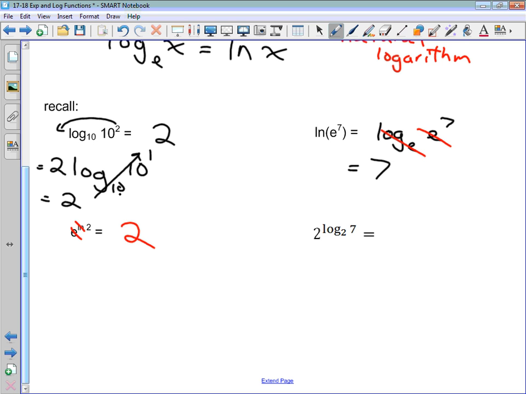So keeping that in mind, if I've got 2 to the exponent log to the base 2 of 7, how can I think about this? Avery? The 2 and the log 2 would cancel each other out. Yeah. And the answer is just going to be 7. Now, if a real math teacher came in here and saw me canceling out stuff like that, they would probably take away my math license. But I think this is just a good way of remembering it, okay?